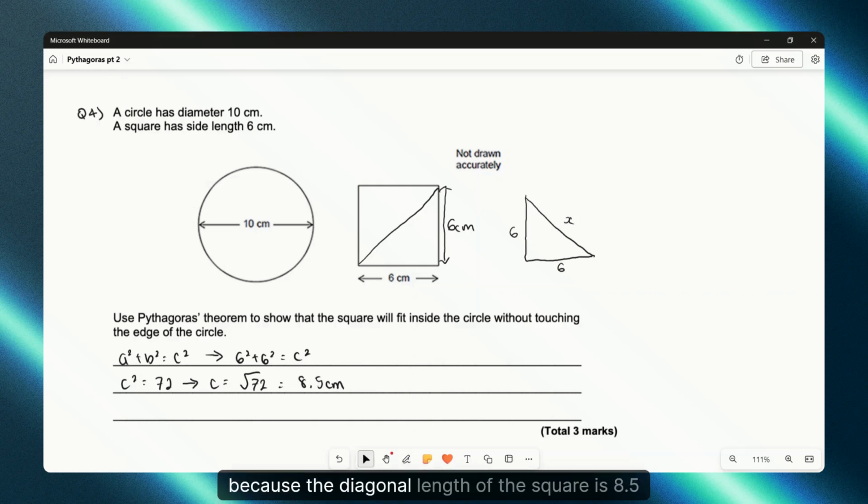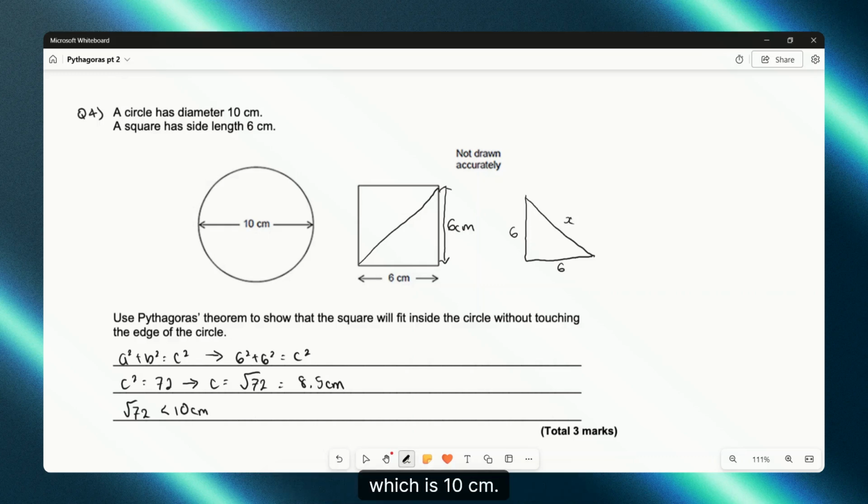Now, because the diagonal length of the square is 8.5 centimeters and the diameter of the circle is 10 centimeters, we can already see that root 72, or 8.5 centimeters, is less than the diameter of the circle, which is 10 centimeters. Therefore, the square will fit. And it's as easy as that.